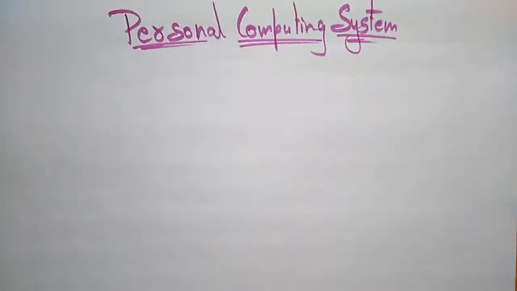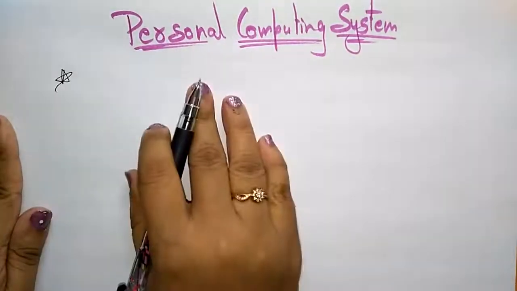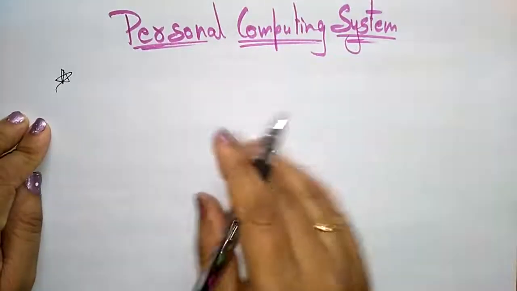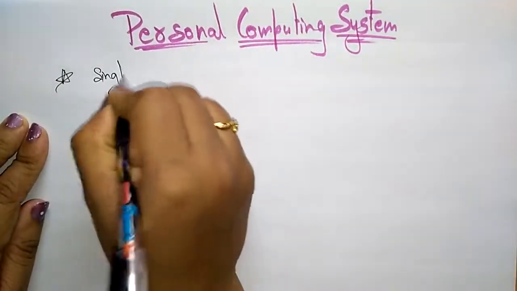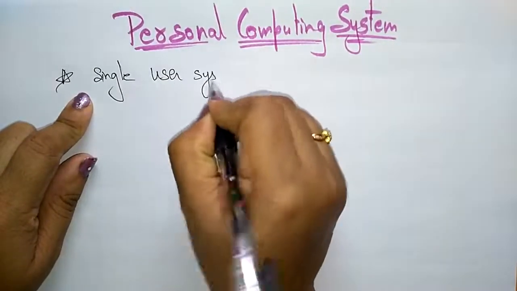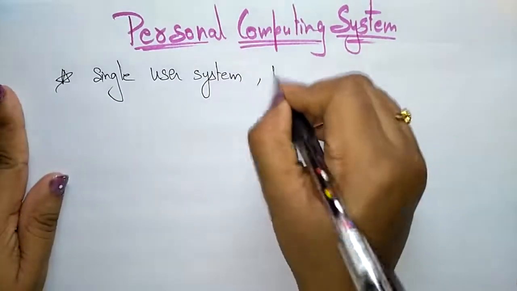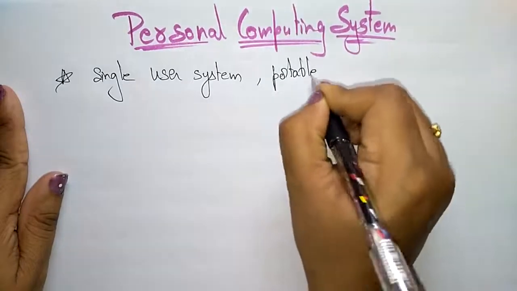Hi students, coming to the next type of operating system, that is a personal computing system. A personal computing system is nothing but your personal laptop. So what you are installing in your personal laptop, how the operating system is working in your personal computing system. In a personal computing system, you call this a single user system because you are the one using the system. Your personal laptops are single user systems and they are always portable. So that is the first thing.